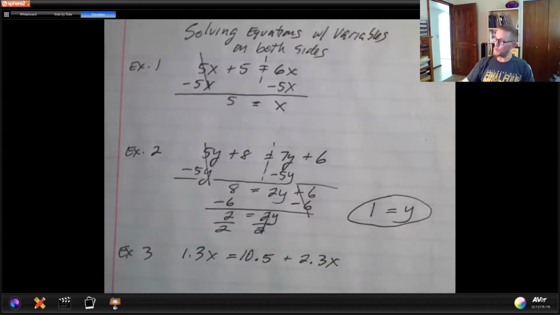So you have variables on both sides, and I need to pick one of those to cancel out and move to the other side.